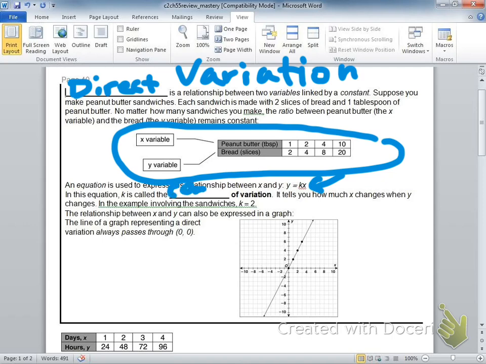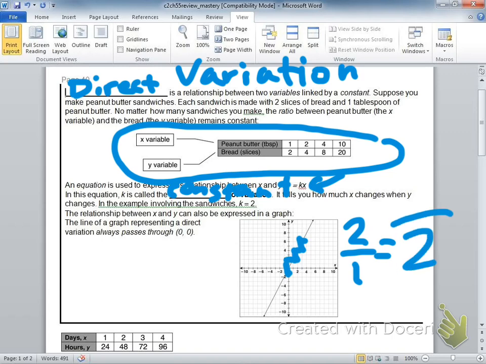That's correct. So write constant on the blank. It tells you how much x changes when y changes. In the example below, you can see that k is 2. So on the graph, it goes through 0, 0, and then it goes up 2 over 1, up 2 over 1, up 2 over 1. That up 2 over 1 is called the slope. So the slope of the line is 2.